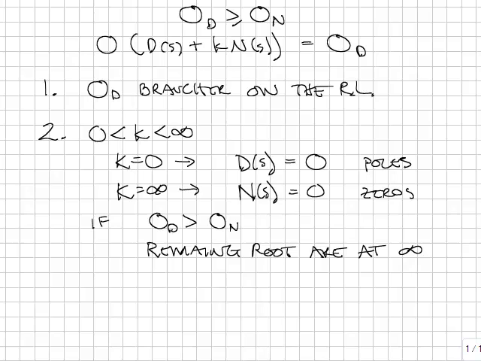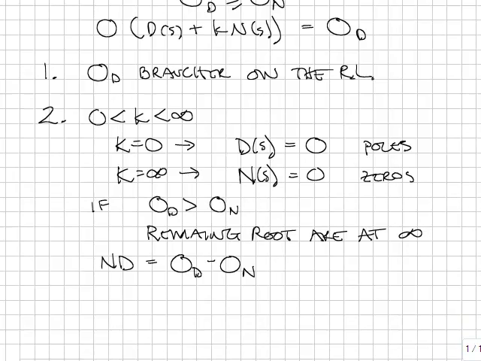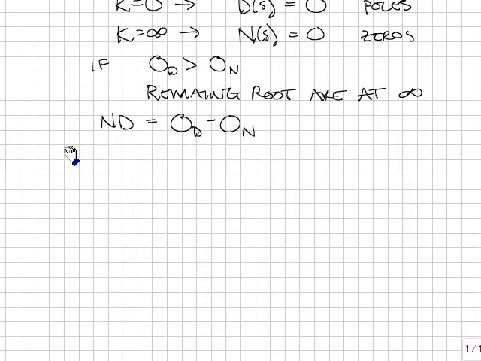The location of those infinities depends on the number of roots at infinity. So let's let nd equal OD minus ON. That is the difference between the order of the d polynomial and the n polynomial. That's the number of zeros that we'll have to have at infinity. And the pattern looks like this. This is nd equal to 1. We have a zero at infinity here.